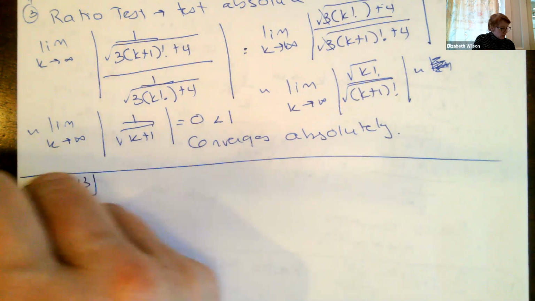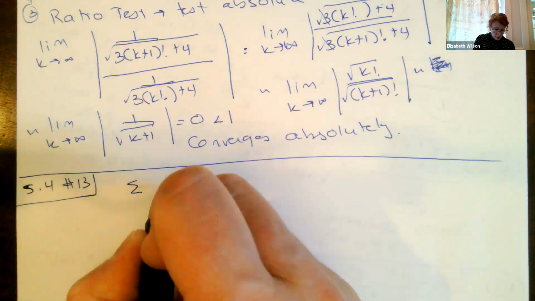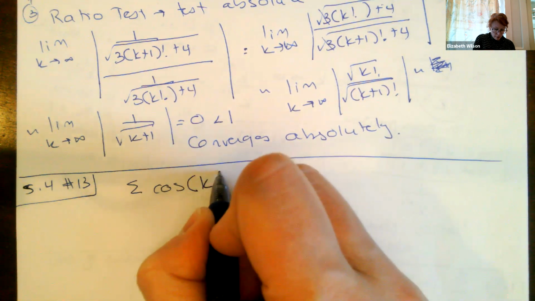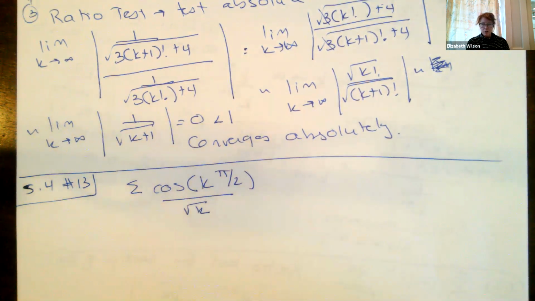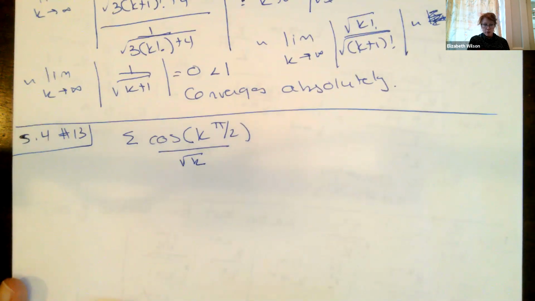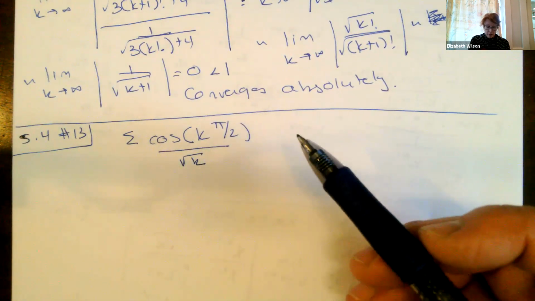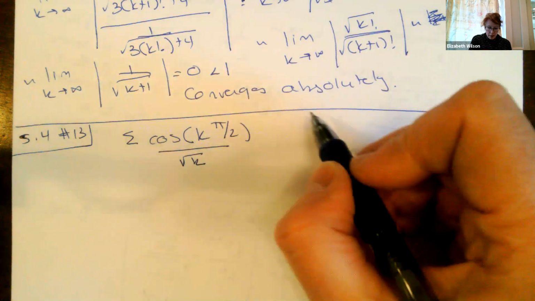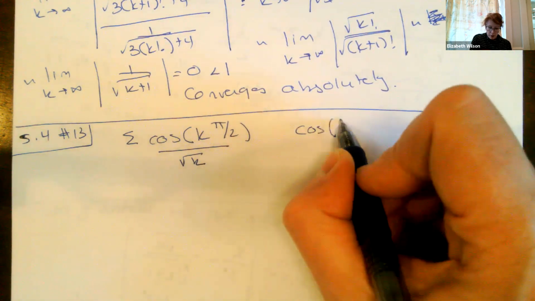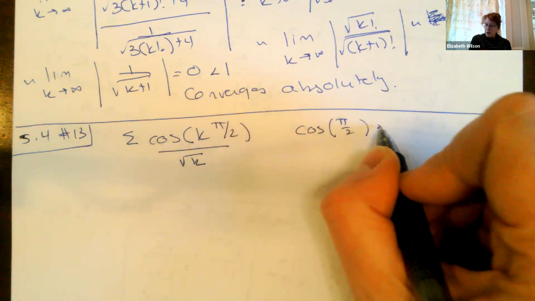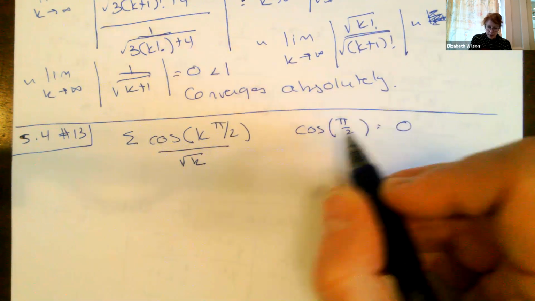5.4 number 13. All right, so this one is cosine of k pi over 2 all over radical k. So let's just enumerate some of these terms here with the cosine, right? So k is an integer. We can't start at 0, but we'll start at 1. So cosine of 1 pi over 2. Cosine of pi over 2 is equal to 0, right?